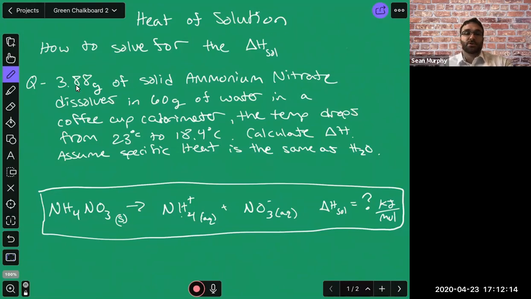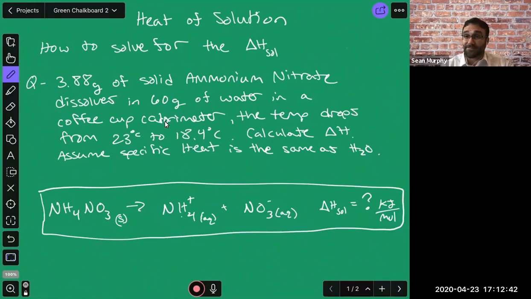So here's the question. We're going to add 3.88 grams of solid ammonium nitrate, so just chemicals, and let it dissolve in 60 grams of water. We're going to put it in a coffee cup calorimeter, which essentially is just a styrofoam cup with a thermometer down the center, maybe a stir rod, and we're going to mix the chemicals together. And we noticed through this example that the temperature has dropped.